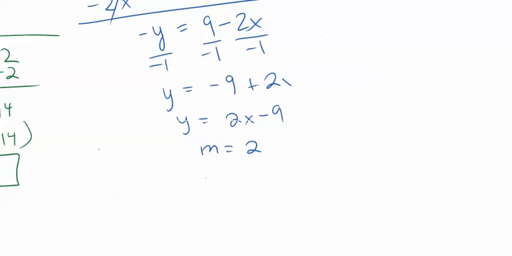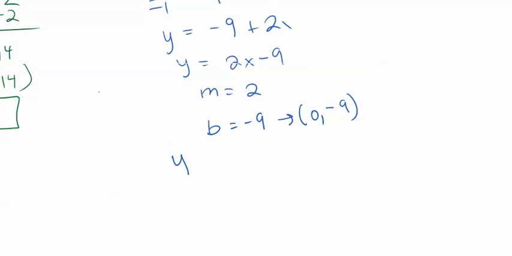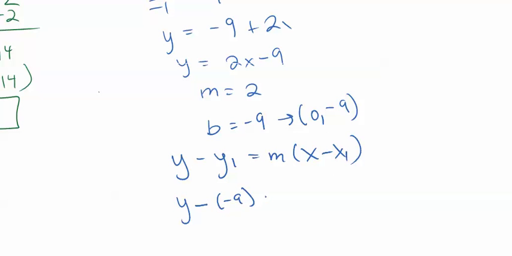That's not going to change. And the point that we're going to use is b, the y-intercept, as our point. So if b is -9, then we're going to use that as the point 0, -9. And so that will help us write it in point-slope form. So remember that point-slope form is y minus y1 is equal to m times x minus x1. And so in this case, y minus, well, of course, we have -9 is equal to 2, our slope, times x minus 0.